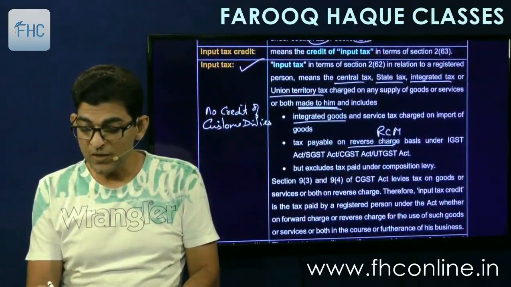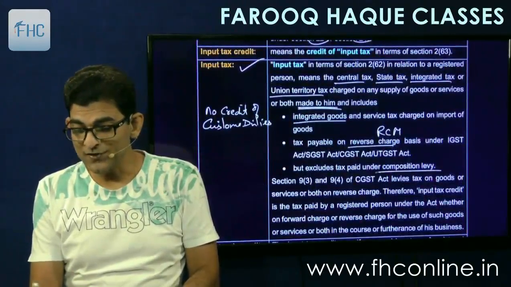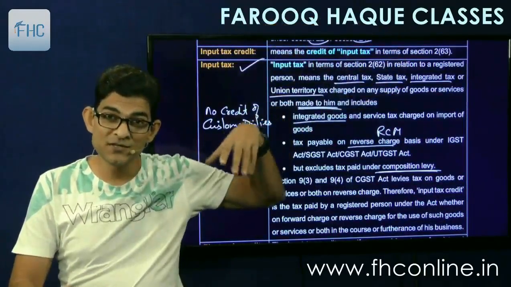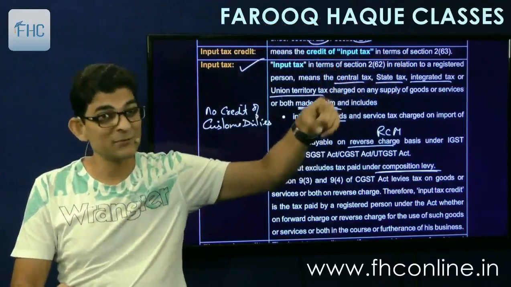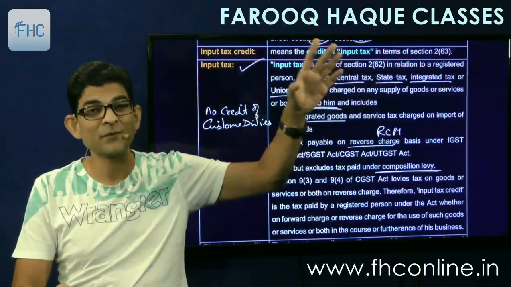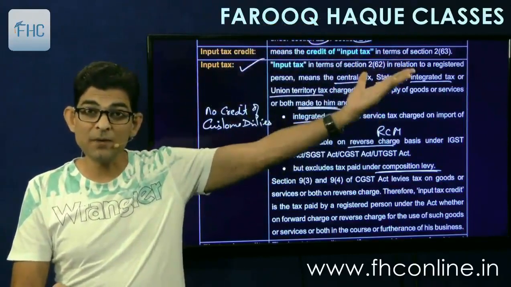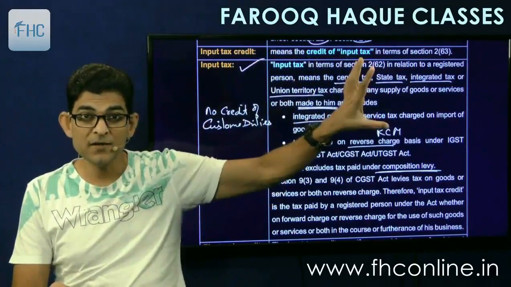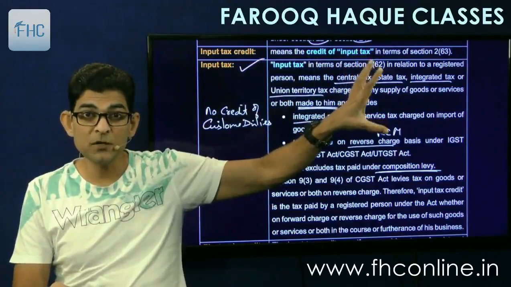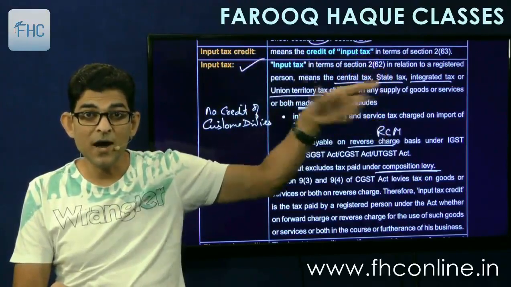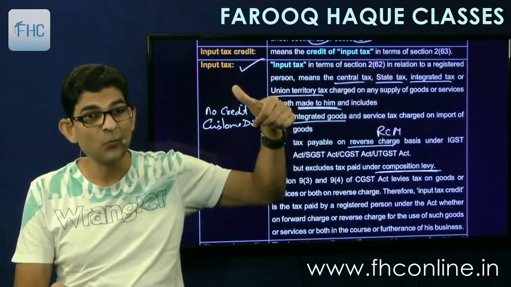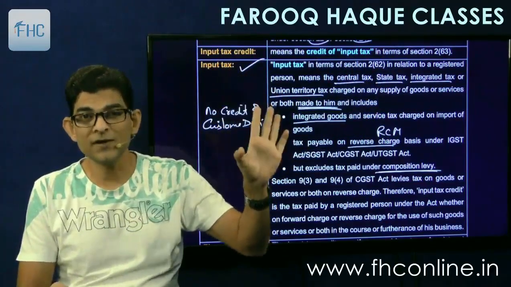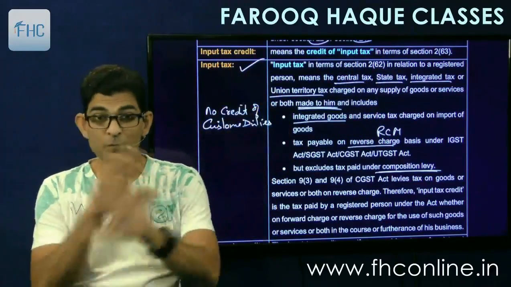But excludes tax paid under composition levy. So whatever tax has been paid on my purchases at composition, I explained this to you in the last lecture, all the logics. So if the supplier from whom I am buying is a composition dealer and he has paid composition tax, I as a buyer will not get credit. No credit. No credit of composition tax.